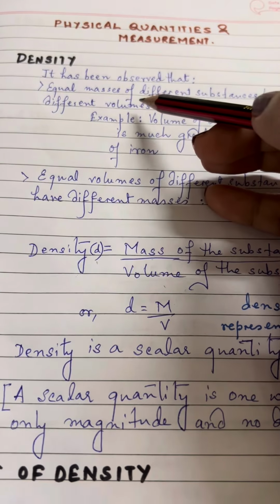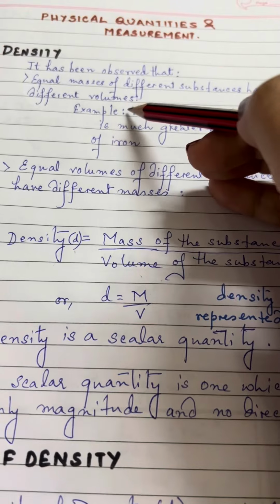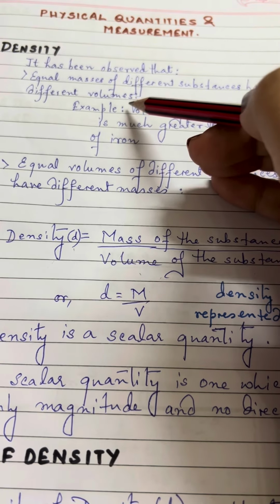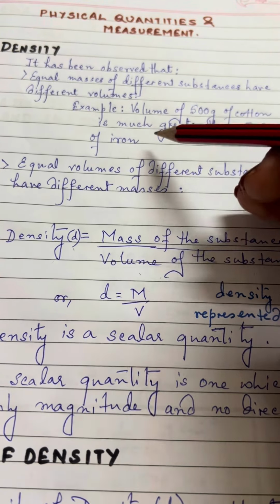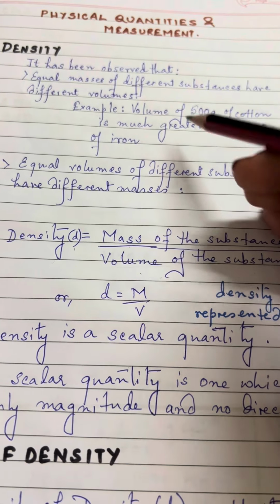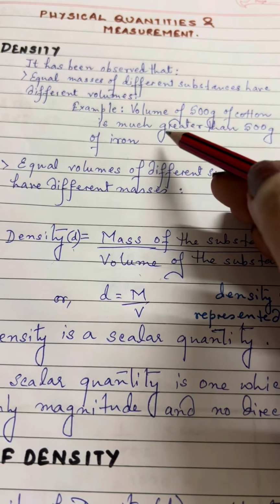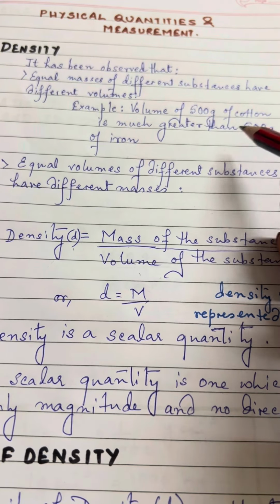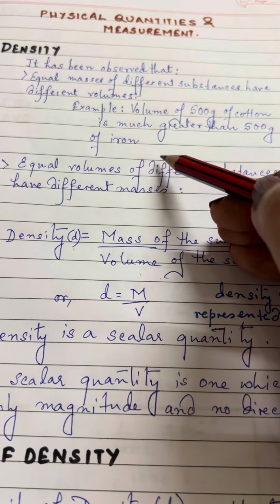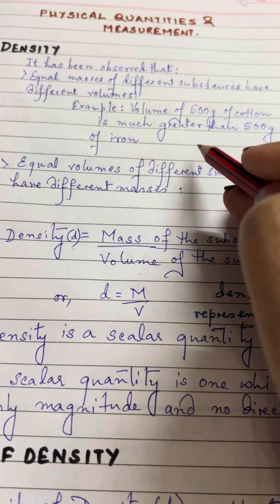It has been observed that equal masses of different substances have different volumes. Now, there is one example given over here. So, let us consider this. The volume of say 500 gram of cotton is much greater than the 500 gram of iron. We have this experience of knowing this.